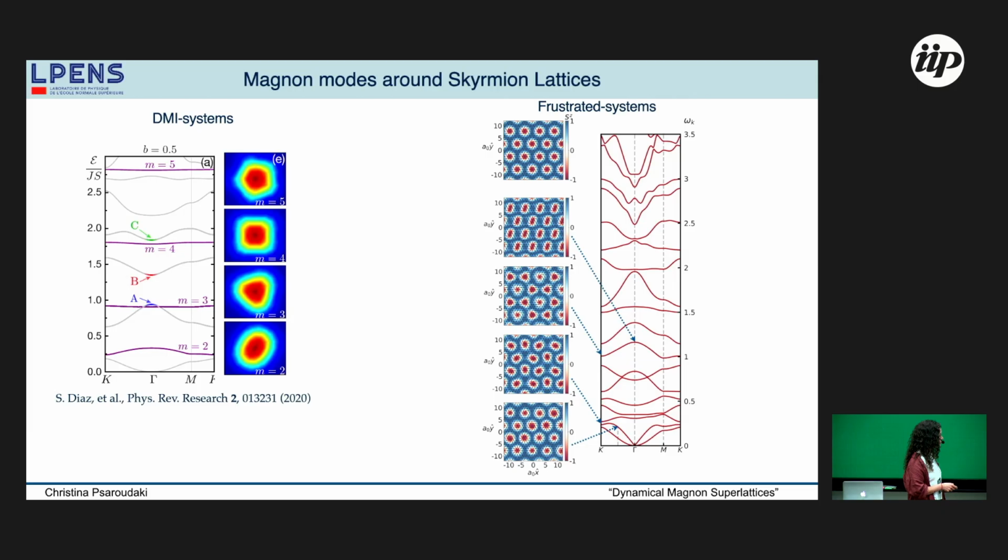On top of the translational mode, we found a band that corresponds to helicity. Again, we have two modes because we have two symmetries, translation and rotation, that vanish at the gamma point, and also a large number of other modes. And the most important fact, in comparison to the DMI systems, is that almost never do we get a flat band.